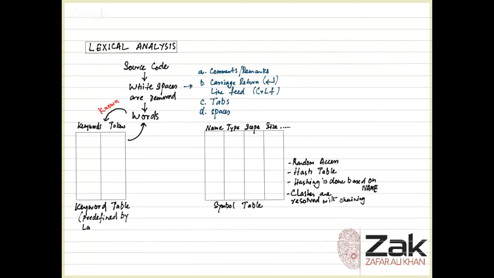Keyword table is predefined by the language, all the keywords. So if it is not a keyword, it is what? A variable. So if it is not known, it is unknown. If it is unknown, that means it is a variable, it is an identifier. Every keyword or word that we have, if it is from the keyword table, then its number is sent. We know that everything by the computer is judged in terms of number. Those numbers for the keywords are predefined. These are called tokens. Tokens are 2 byte unsigned integers.